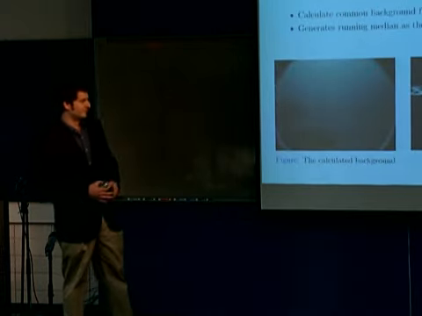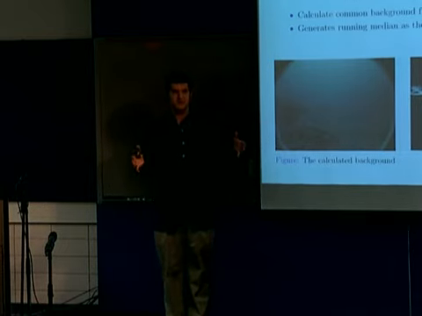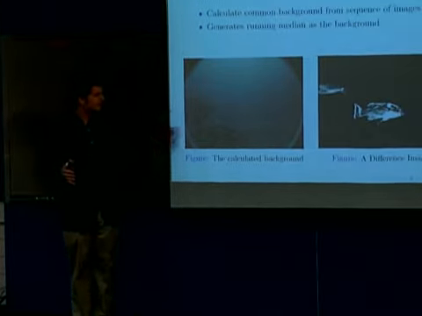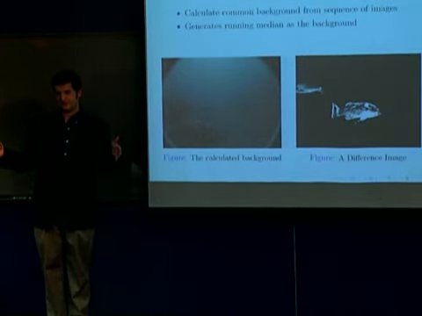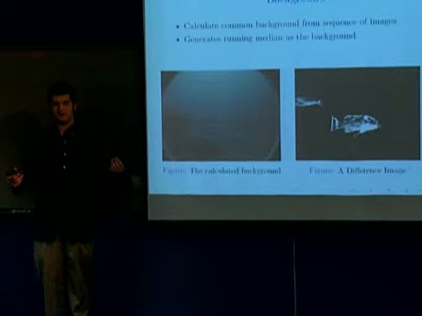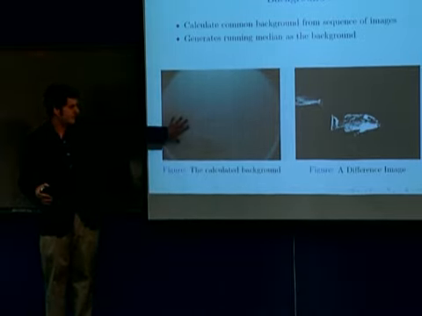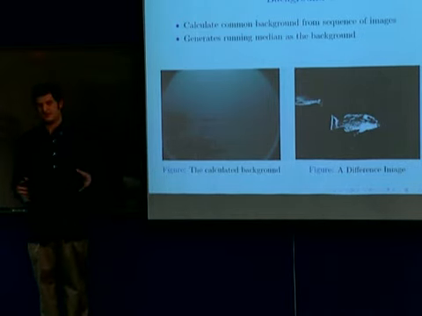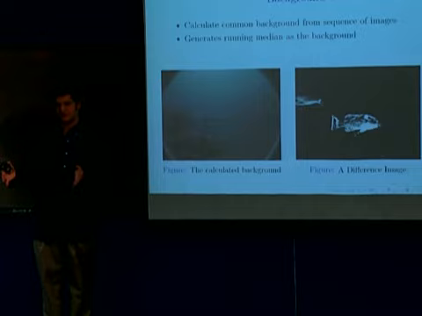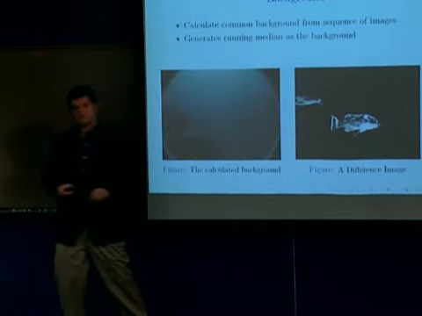Background subtraction is used to calculate from a sequence of images a common background. The method we used was a running mean. It took a sequence of about 115 images and took the mean value of the pixel for that sequence, and it would generate a background like this. This is what we actually calculated for our series. Then it would subtract that background using matrix subtraction from each frame, and you get something like this.